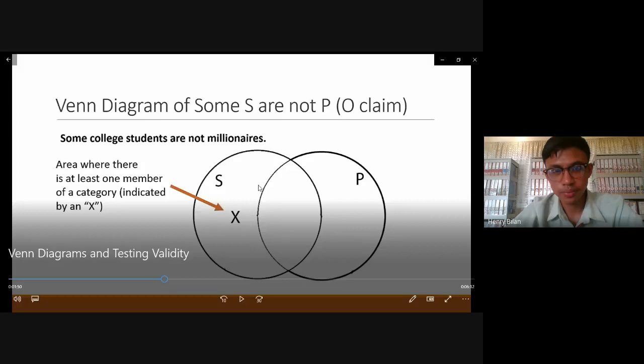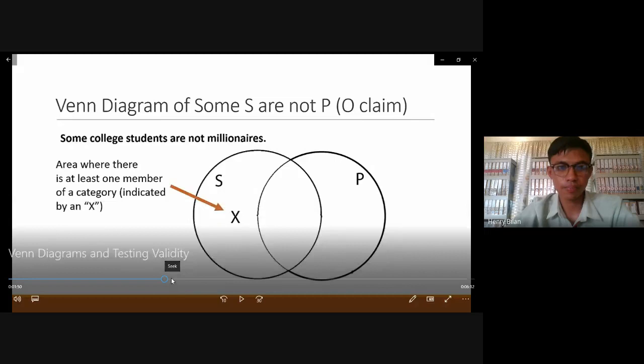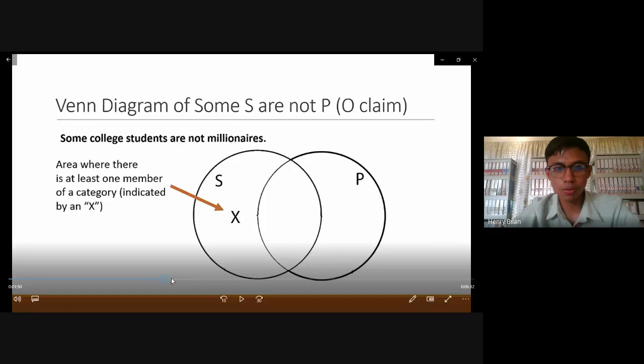If it is affirmative, sa loob. Sa loob ng predicate. Kapag I sana ito, walang not, ilagay natin yung X dito sa gitna. Kasi may mga college students na millionaires. Pero dahil sinasabi niyang mayroong mga hindi, nilagay natin sa labas. So, ganyan siya. So, kompleto na A, E, I, O. So, shading kapag A and E, pag I and O, X.